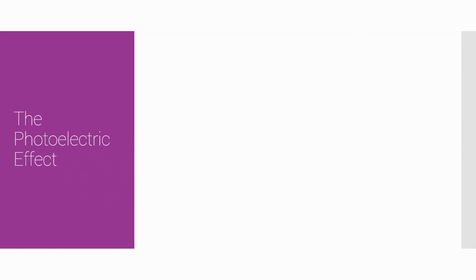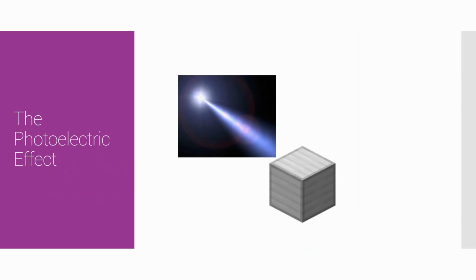So, if you have a metal, so here we have an iron block, and you shine a light of high enough frequency onto the surface of the metal, electrons shall be emitted. How this works is that the free electrons on the surface of the metal absorb the energy from the light, and if enough energy is absorbed, the electron is released. This is what is known as the photoelectric effect, and the emitted electrons are called photoelectrons.